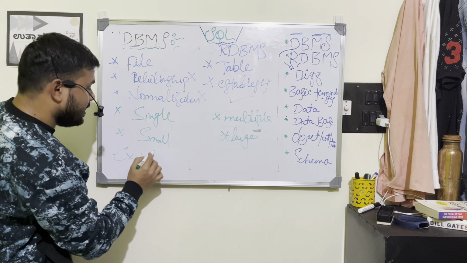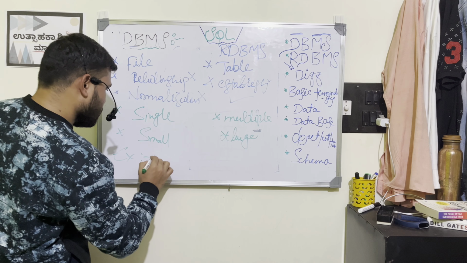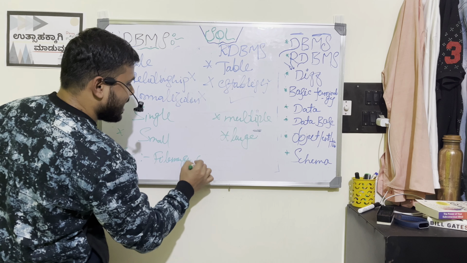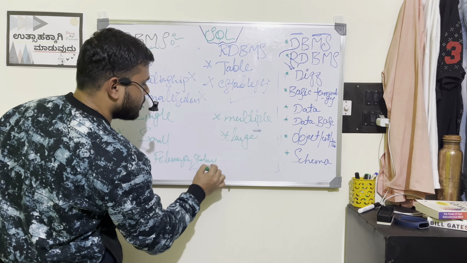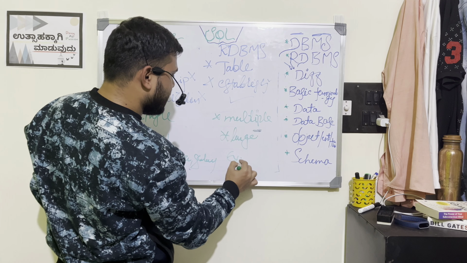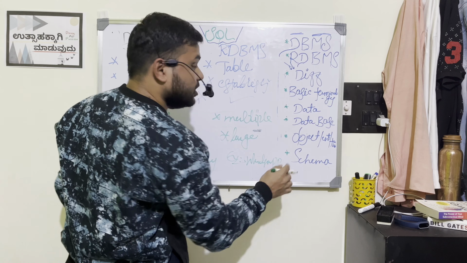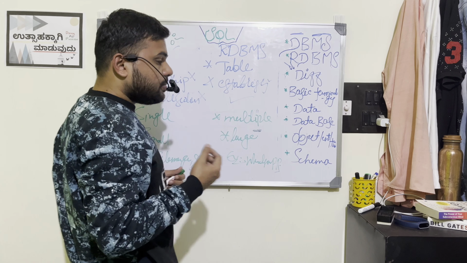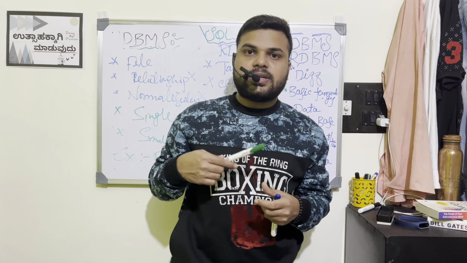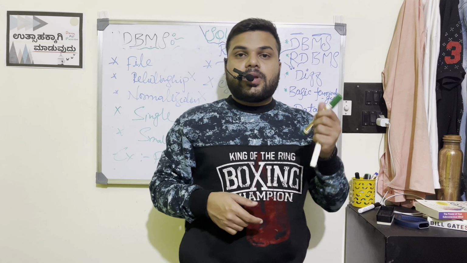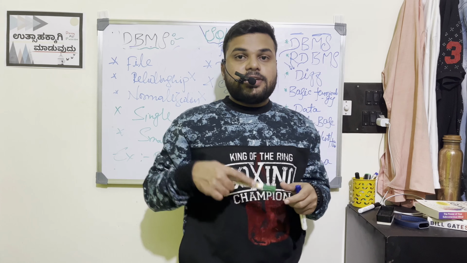Example of DBMS: file manager, gallery. Examples for RDBMS: WhatsApp, Gmail, Instagram, Facebook. In the market, there are many RDBMS software available: Oracle, MySQL, MongoDB, Sybase, AWS, DB2.